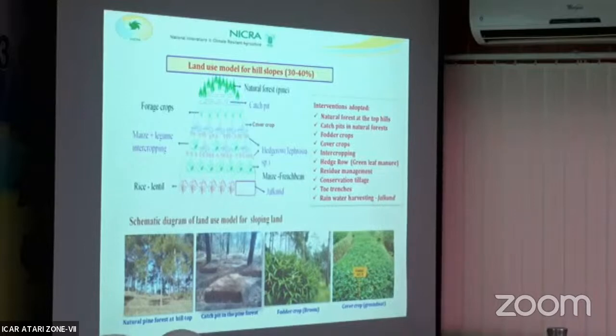So under that situation, if the rainfall is high, what practices should we follow? We have developed one model in the DICA project. This is the land use model, 30 to 40%. You can keep the natural forest, pine, whatever is there, and catch pits to retain the soil that comes down. Then forest crop, maize plus legume intercropping, cover crop, maize plus French bean, and finally rice planting at the end. These are the technology models we have developed and recommended to the farmers.